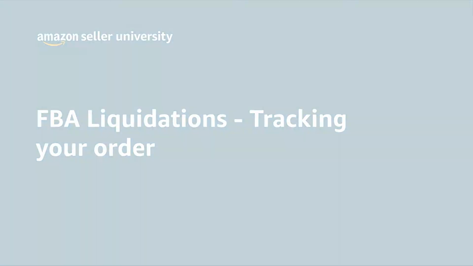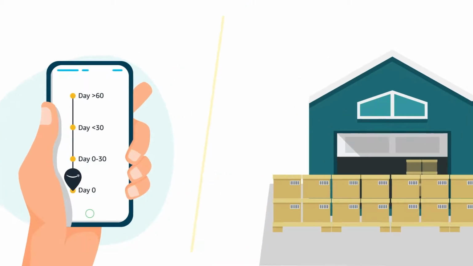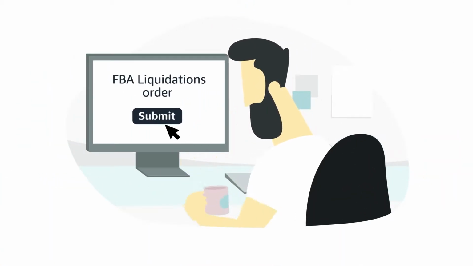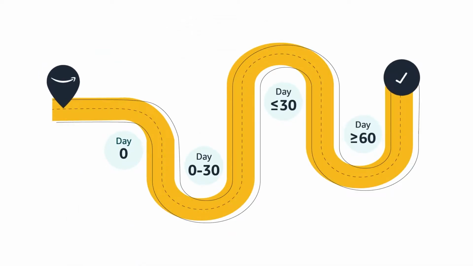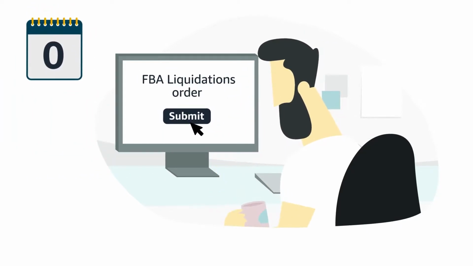This training video will show you how to track an FBA liquidations order after submission. Once you've submitted an FBA liquidations order, you can begin to track it. Here's a timeline of what you can expect once you submit an order. Day 0 is equal to the date when you submit the liquidation order.